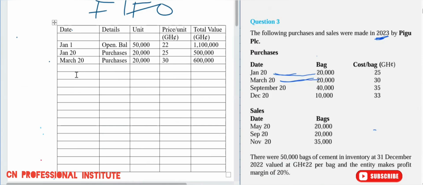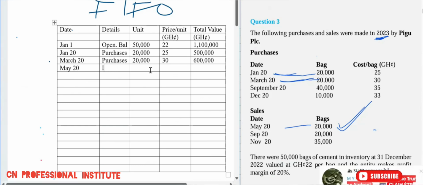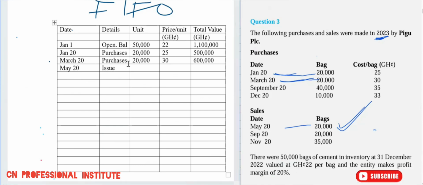Then the next is May. If you come here, May 20th, we had an issue. So we sold. May 20th, we sold how many units? 20 units. May 20th, it was an issue. If you look at the other ones, I used cost of sales. But don't worry, let's be versatile. We don't have to be static. So let me use issue here, the same thing.